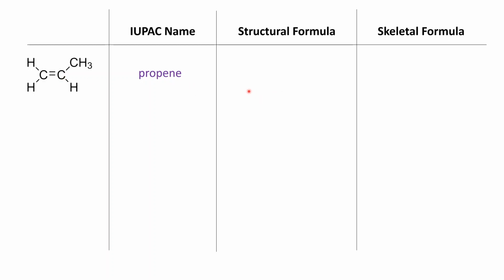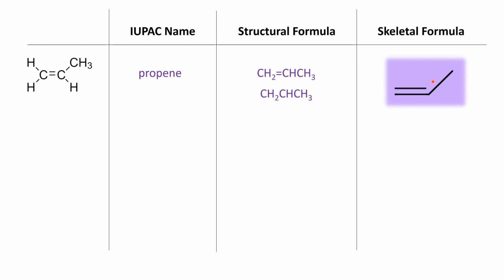Structural formula, there's 2 ways of doing these. We've got a CH2, CH, CH3, that's fine, but sometimes in the structural formula you will see the double bond shown, okay? But you don't need to do that. Both of these representations are correct, and here's your skeletal formula. So you can check that against your own work and make any corrections that you need to make.